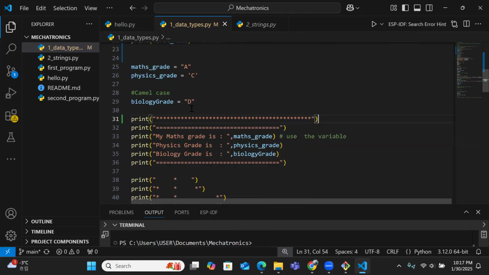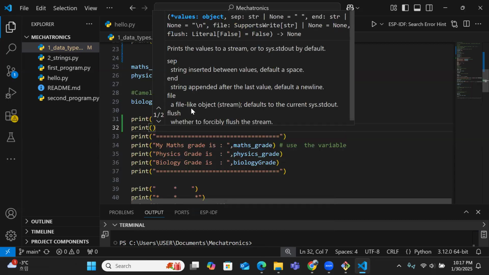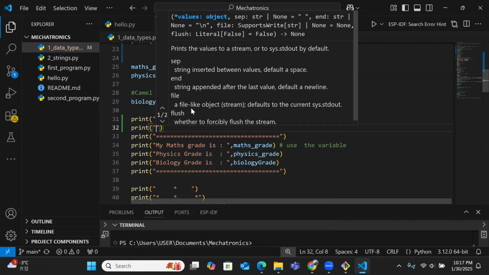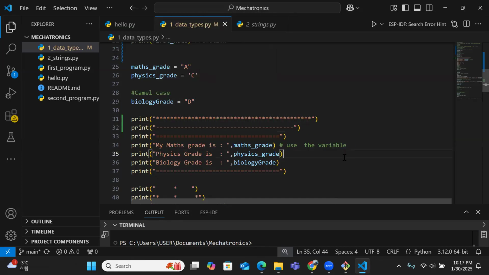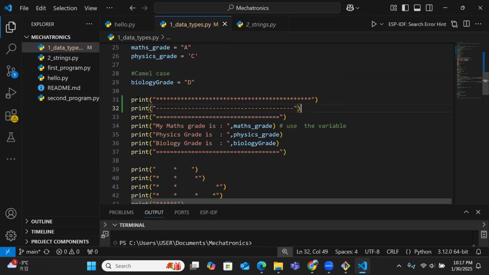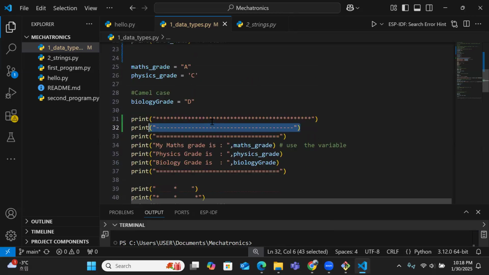Okay. You can print anything that you want, as long as it is in quotes. Like maybe if you want to draw a table, you can use such things to make your work neat. But the numbers don't need the quotation marks. Numbers don't need quotation marks, only characters.